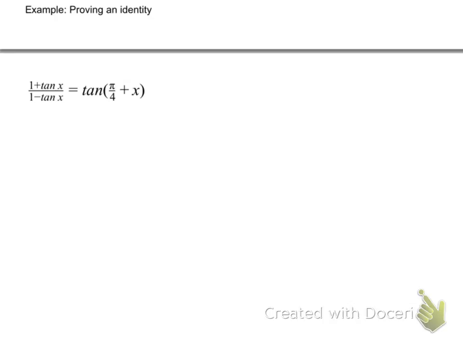The next one, you have 1 plus tangent of x over 1 minus tangent of x equals tangent of pi over 4 plus x. It almost seems like maybe the left side's more complicated than the right side, but then you're thinking, wait a minute, if you kind of remember that tangent of a sum or difference turns into a fraction when you switch it, right? So maybe we should work with the right side instead of the left side.